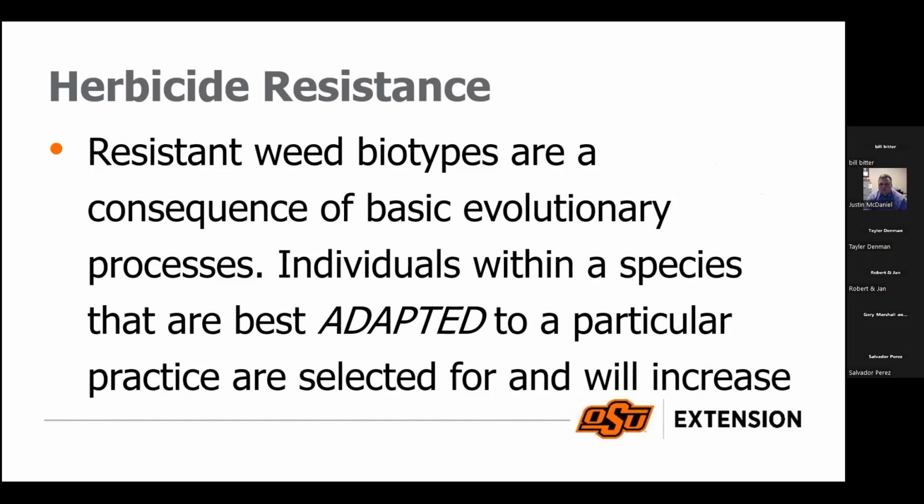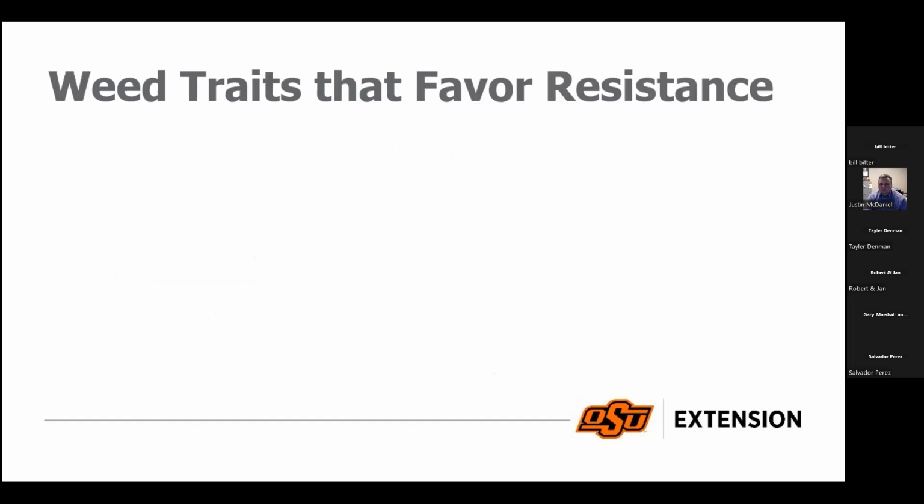Resistant weed biotypes are a consequence of basic evolutionary processes, and I've got a little example I'll show you in a minute. But basically, individuals within a species that are best adapted to a particular practice are going to be selected for, and it will increase in population. Okay, so basically, only the fittest will survive.